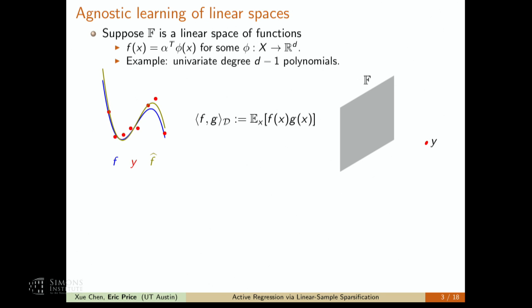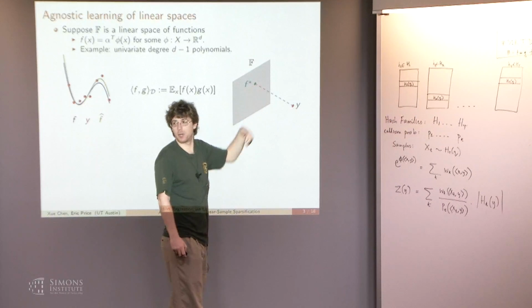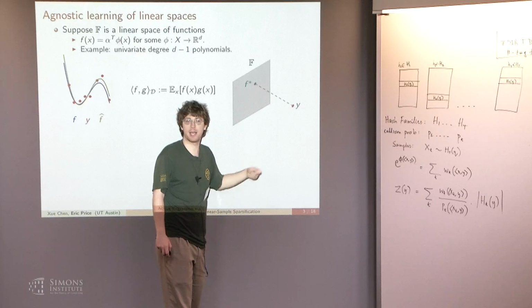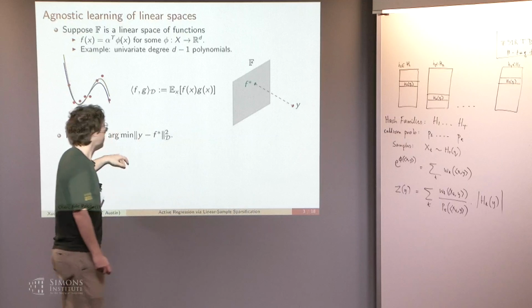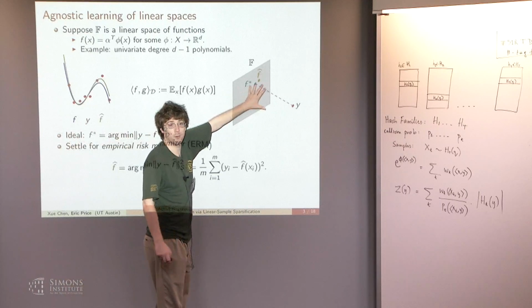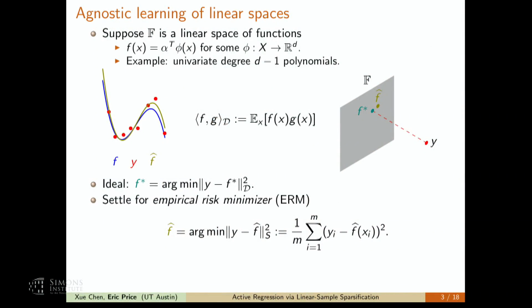What we want is to project from y, the observations, to the space of functions. Under the inner product, ideally we'd find the best f star. But because we don't have full samples, we don't really know what y is. We have some approximation to this inner product. We're just going to get some f hat that's not quite right, because our understanding of the space isn't quite right, because we don't know all x's. We only know some subsampling of the space.